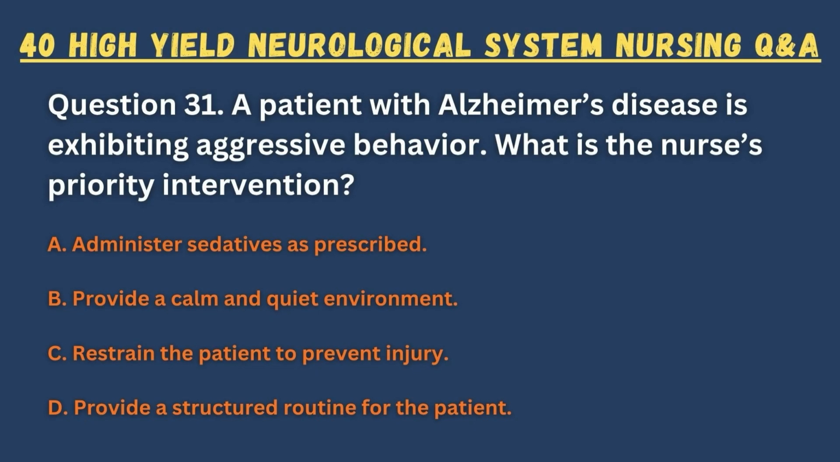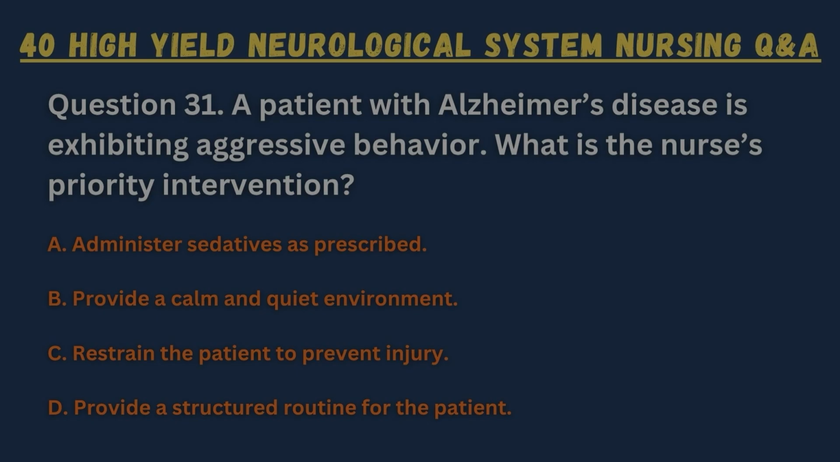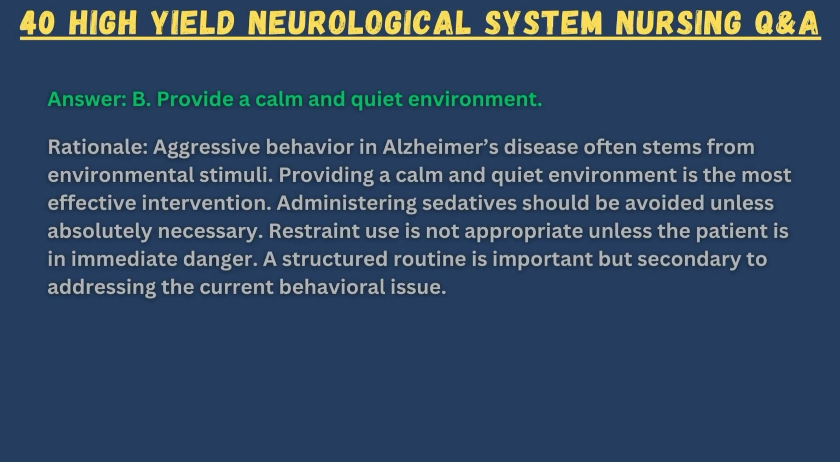Question 31. A patient with Alzheimer's disease is exhibiting aggressive behavior. What is the nurse's priority intervention? A. Administer sedatives as prescribed. B. Provide a calm and quiet environment. C. Restrain the patient to prevent injury. D. Provide a structured routine for the patient. Answer. B. Provide a calm and quiet environment.